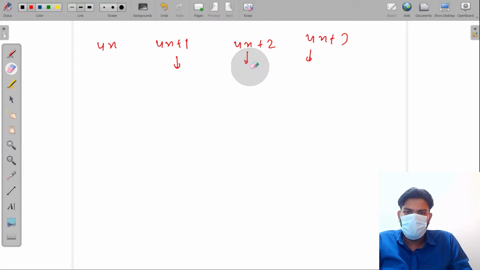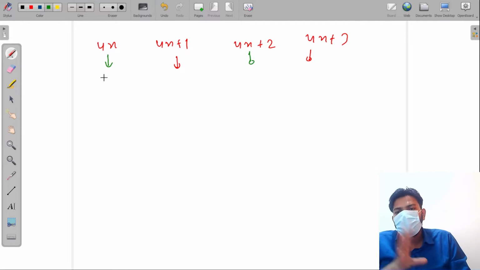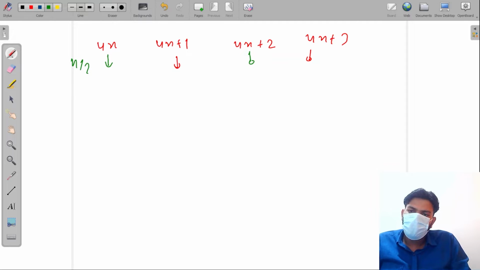This number is odd, and this number is odd, and this number is even. So it will always take n by 2, but this number has to decide which type of step you have to follow.